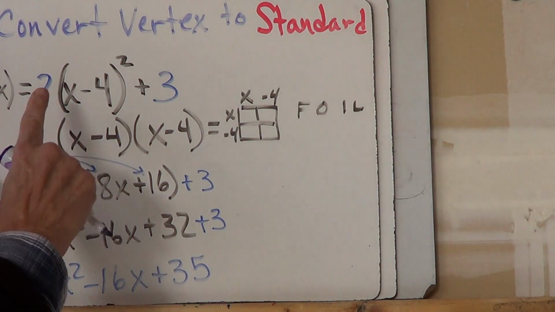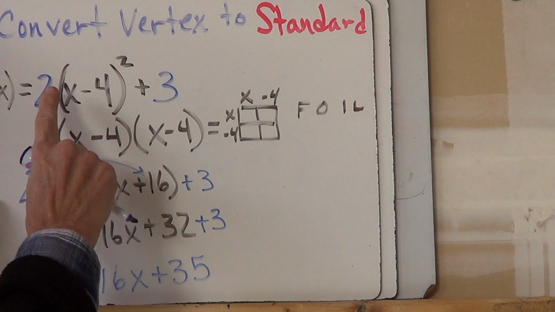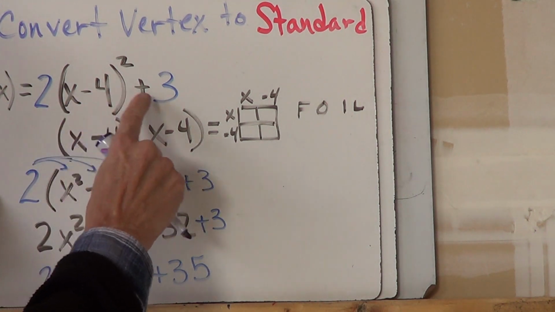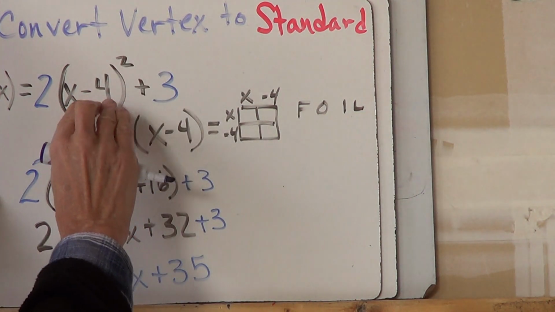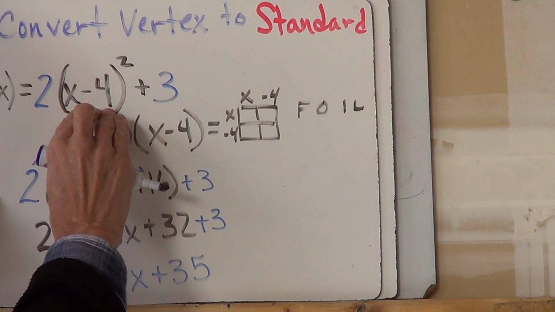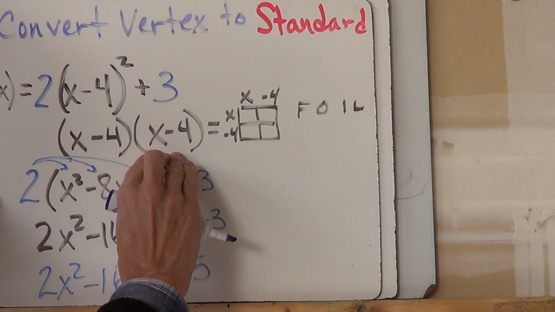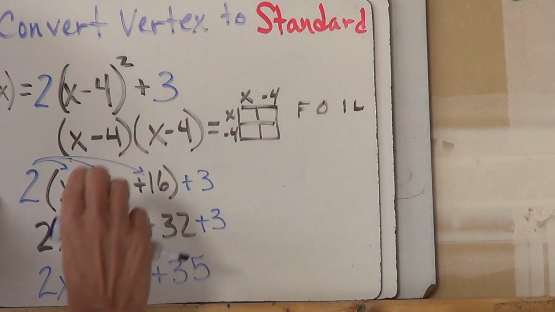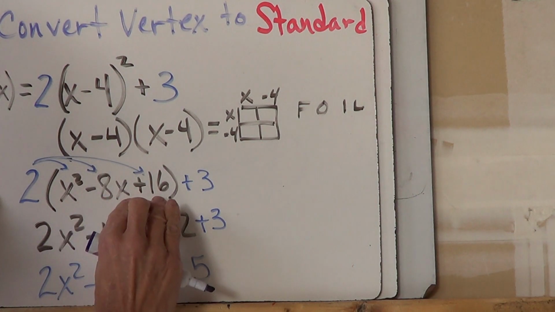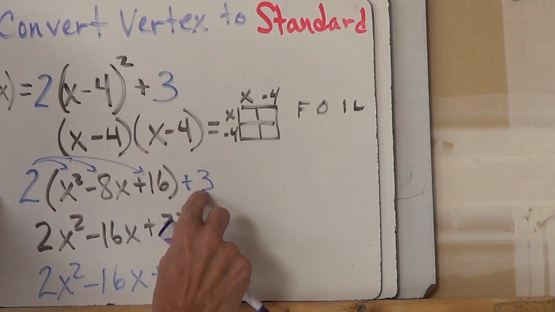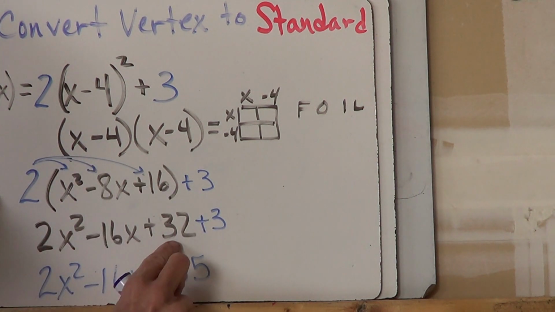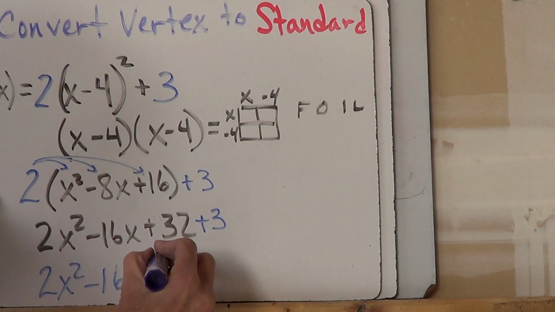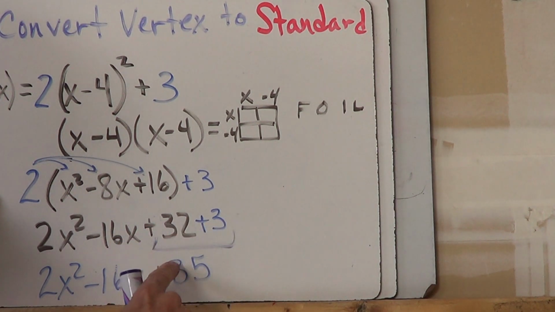So here is a vertex equation. We've got the h and the k here, and the first step in switching it to standard is we take this x minus 4 that's squared. That means x minus 4 times x minus 4, and you go ahead and you FOIL or box it. You would end up with this right here. Then bring down the 2 and the 3 that were on the outside. Now we distribute the 2 to each of those, and we have two like terms here, that 32 plus 3, and that equals 35, and you've converted to standard form.